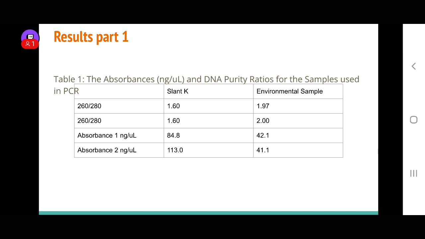The environmental sample's purity ratios were around 1.97 and 2, while its absorbances were 42.1 and 41.1 for drop 1 and drop 2 of that environmental sample's DNA.